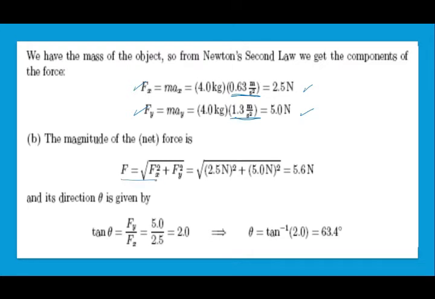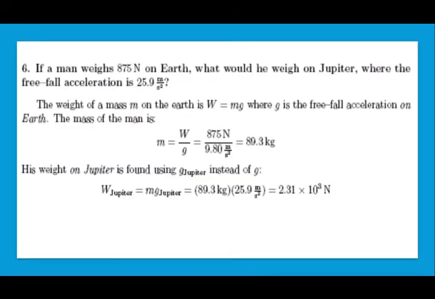And again, get the magnitude of these forces. So you will get square root of 2.5 newtons squared plus 5 newtons squared, and you will get 5.6 newtons. Now, the direction is not being asked, but in this case, it is still shown. So, the direction is 63.4 degrees. Okay? So, let's have another question.